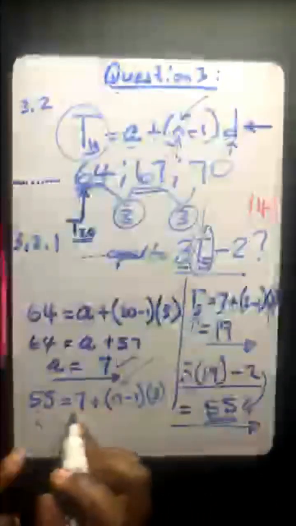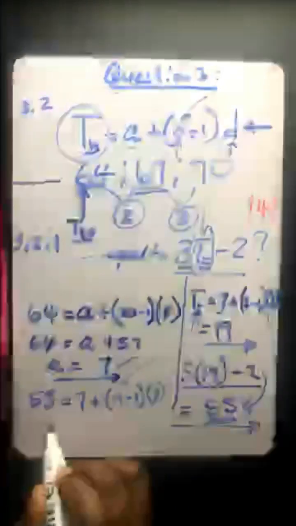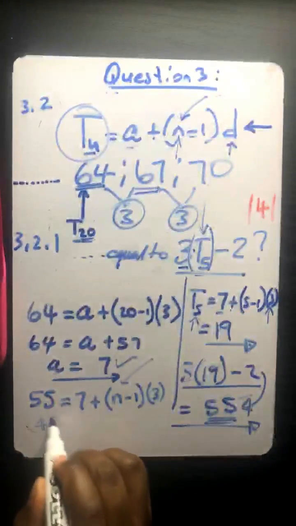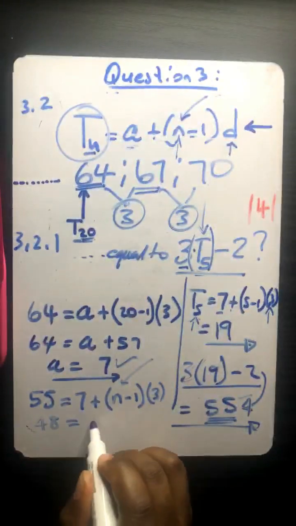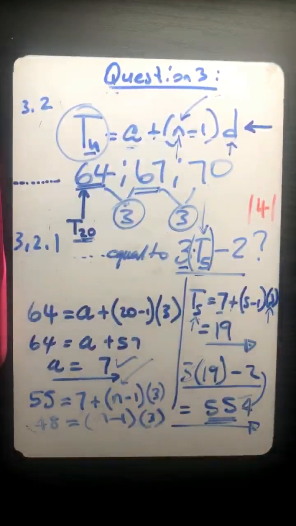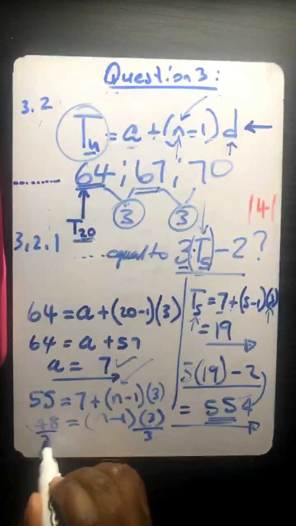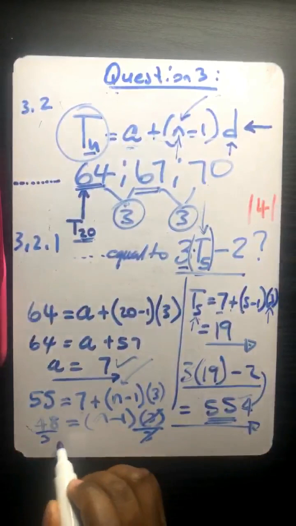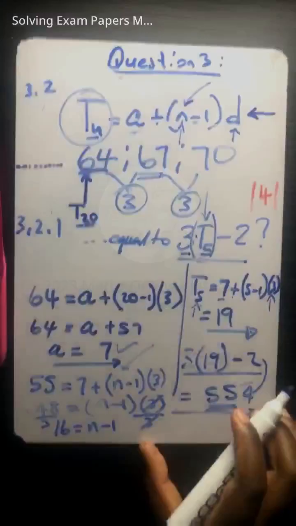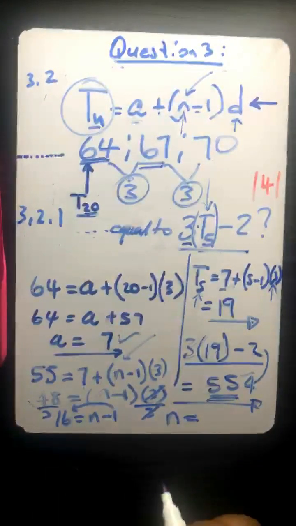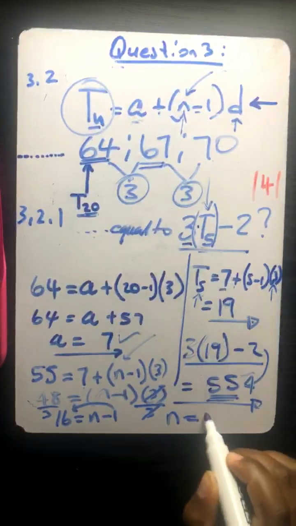Maybe quickly, let me just work it out. When you say that minus that, 55 minus 7 is equal to 48. And this is equal to, obviously, you have n minus 1, and then you have 3. So what I did there was to divide by 3 so that I remove that 3. Whatever you do on both sides, if you divide it by 3, you get 16. So you have 16, which is equal to n minus 1. For you to get n, obviously you need to take that to the other side. It changes the sign, it becomes a plus. Then this is now 17.